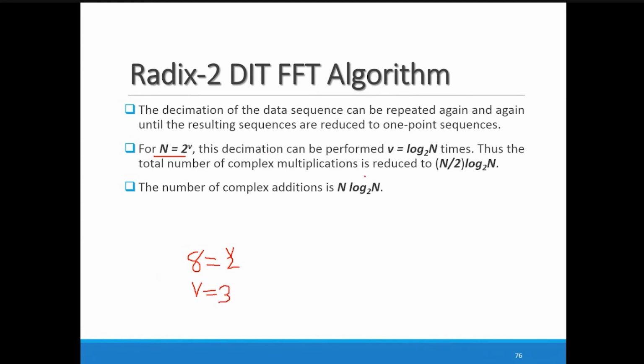Now here v is nothing but log 2 N. So how do we calculate v? You apply this formula, log 2 of the value of N. When you apply log 2 of 8, again you are getting the same answer, 3. Okay, so v is also represented by this equation. We represent the same thing. The total number of stages is 3.